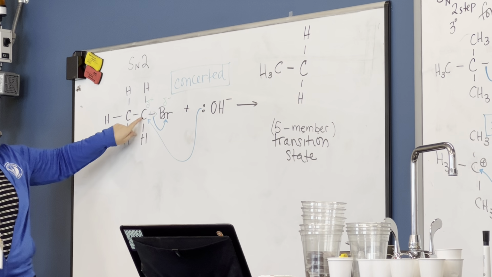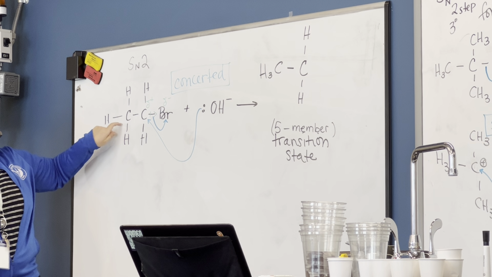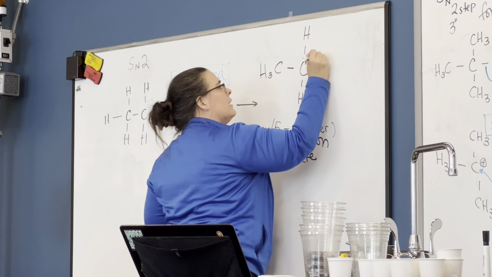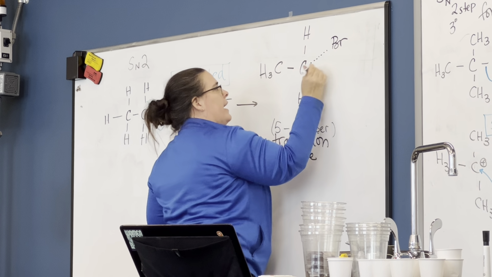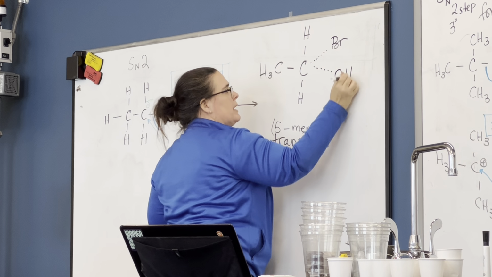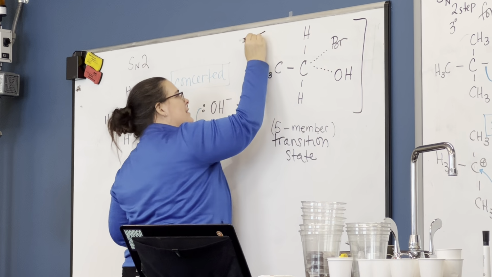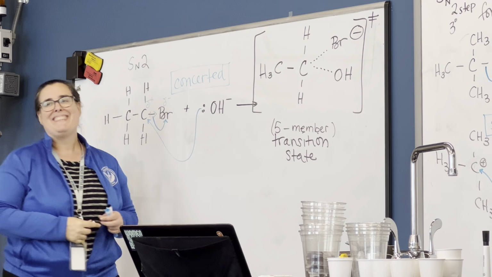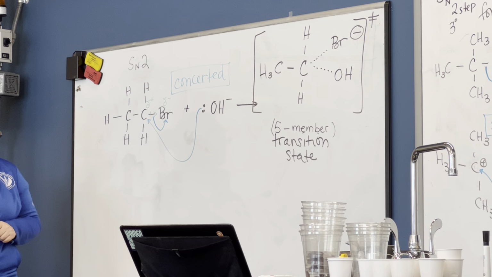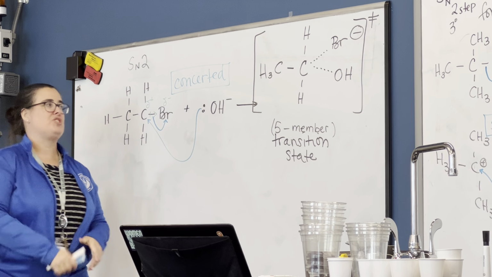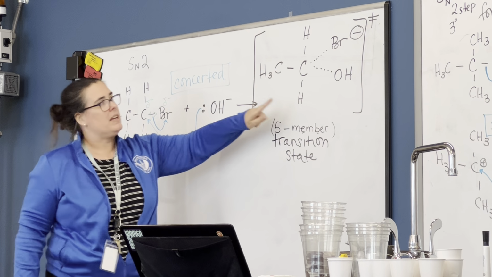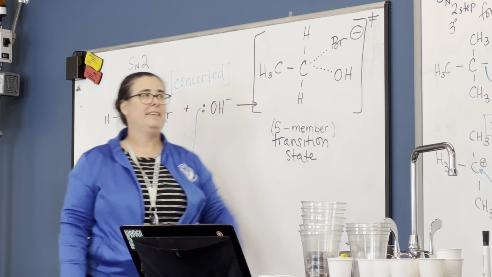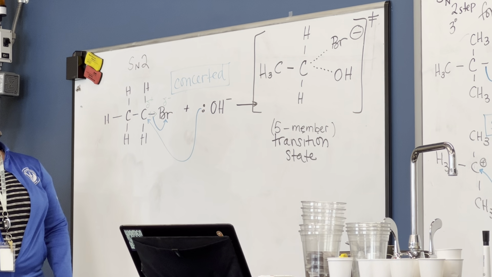Okay, so I have drawn this carbon. It is attached to two H's and a methyl. I'm going to show the bromine bond breaking, and I'm going to show the hydroxide bond forming. And I'm going to show in two ways that this is a transition state. There are two notations that denote transition state. One is placing the whole thing in square brackets, and the other is this cute little thing called a double dagger.